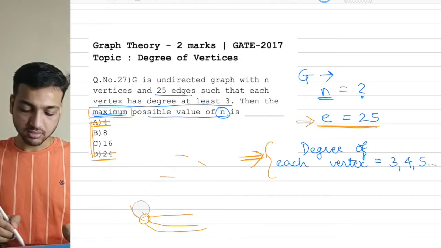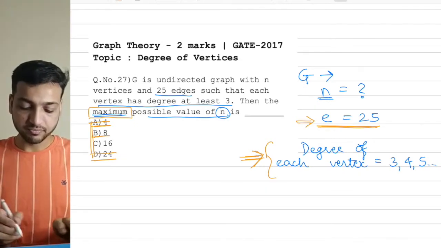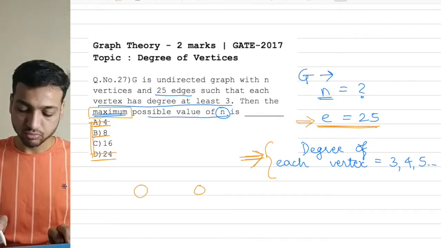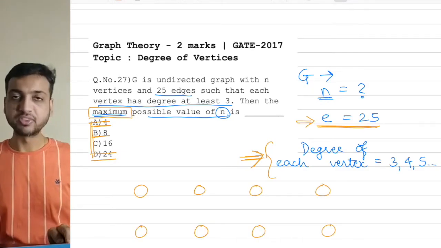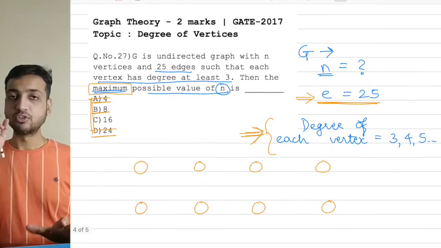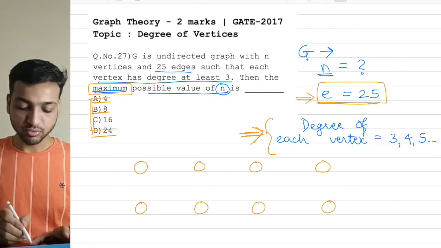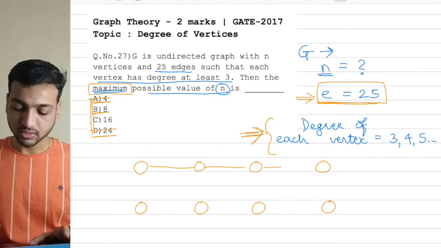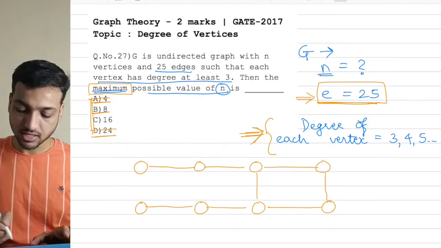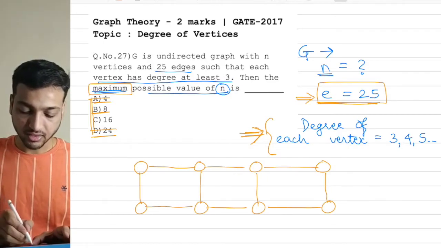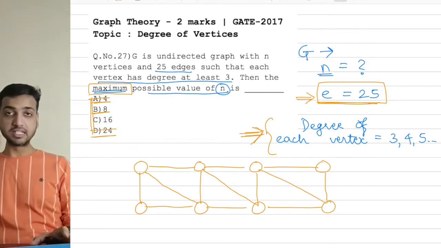Let me clear this. Okay, now B, 8. So let me draw 8 vertices: 1, 2, 3, 4, 5, 6, 7, 8. These are my 8 vertices. Now again, you have to remember that there are 25 edges we have to put in. So let's try to put the edges. 1, 2, 3, 4, 5, 6, 7, 8, 9, 10, 11, 12, 13. I have put 13 edges.